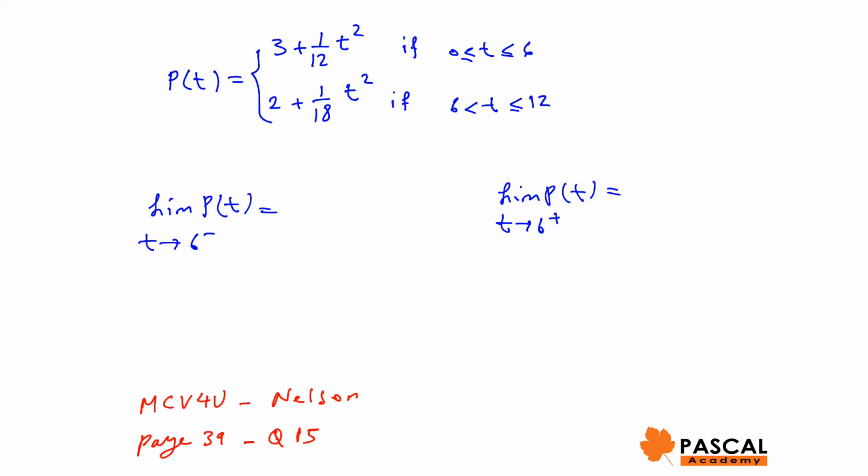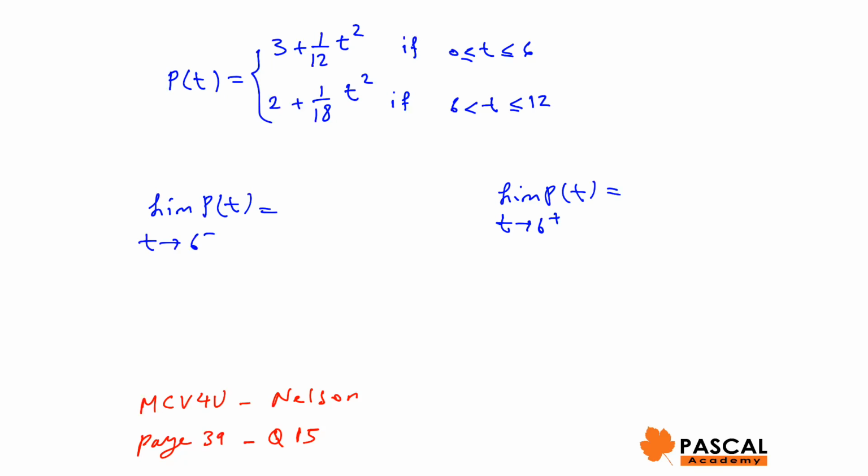In this video, we are going to solve question number 15, page 39 of the textbook. The fish population in thousands in a lake at time t in years is modeled by the following function. P(t) equals 3 plus 1/12 t² if t is greater than or equal to 0 and smaller than or equal to 6, and 2 plus 1/18 t² if t is between 6 and 12. Sketch the graph of P(t).